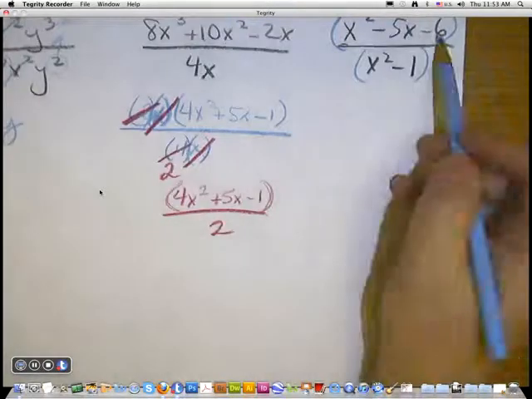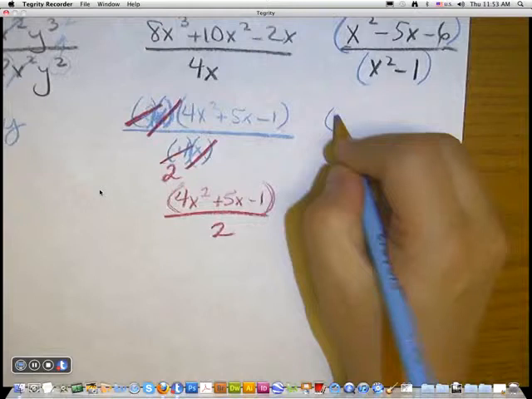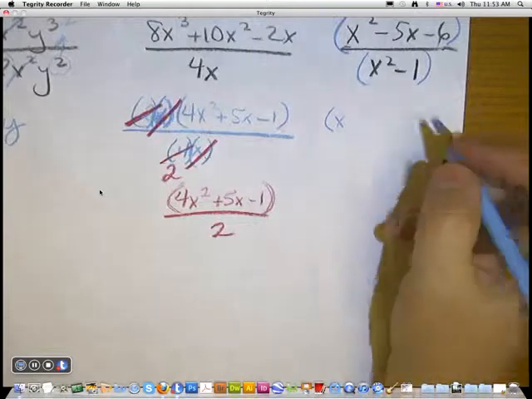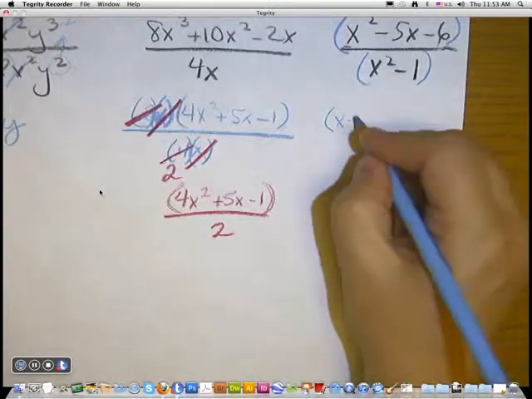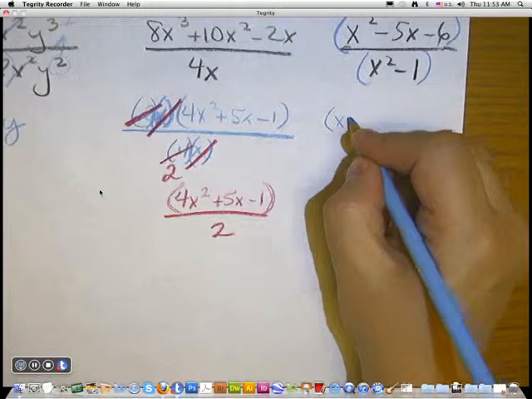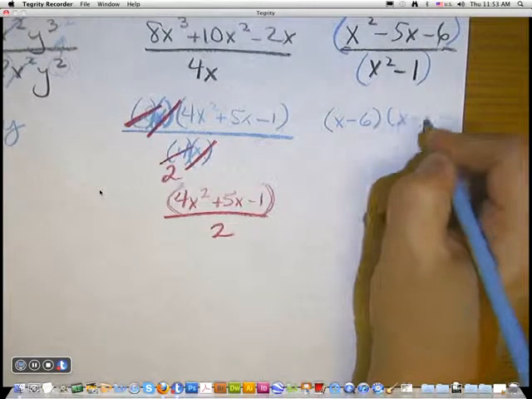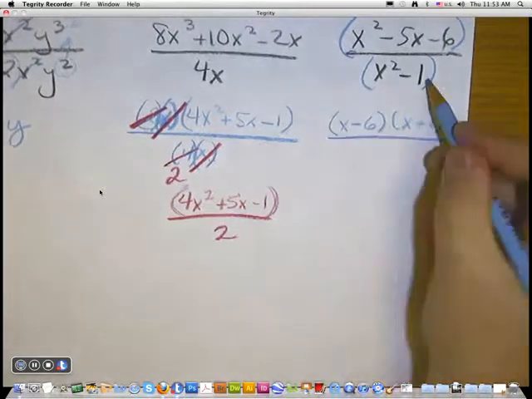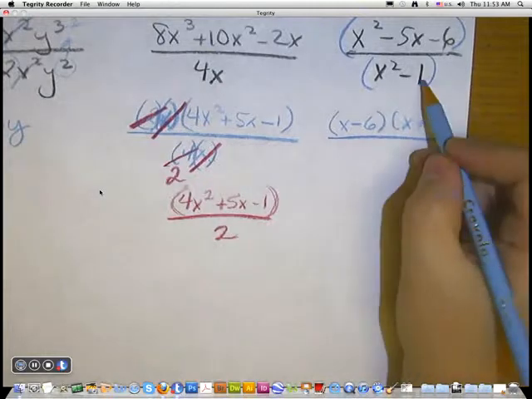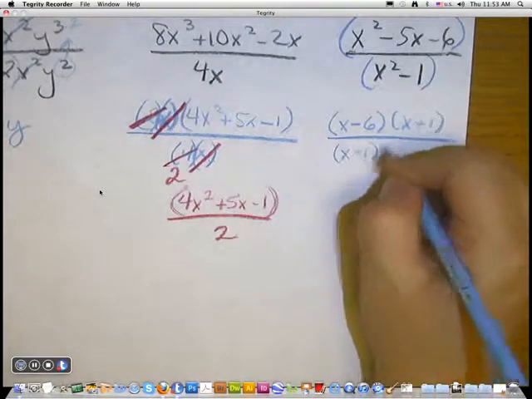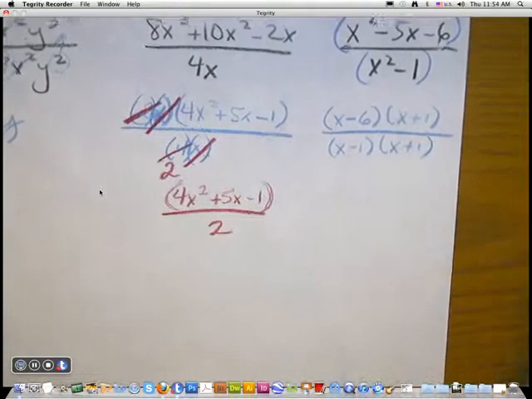And since these everythings are not alike, because you cannot do pieces, I must look to factor. So let's look to factor the numerator up here. I get x, let's see, multiplies to be 6 and subtracts to be 5. So minus 6 and a plus 1. In the denominator, this is the difference of two squares. So I'm going to get x minus 1 and x plus 1.